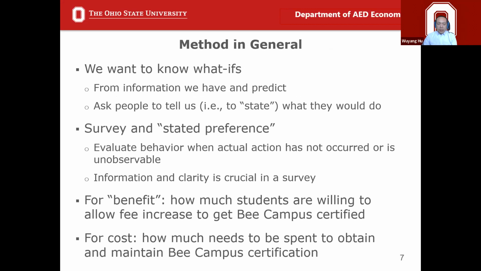So method in general, we want to know the what ifs, right? We want to collect enough information from the audience, and we want to know how would people do if something would occur. For example, would our consumers take a different variety of a food product? Would they take a new cell phone offer if the cell phone is being created? So here, the same idea.